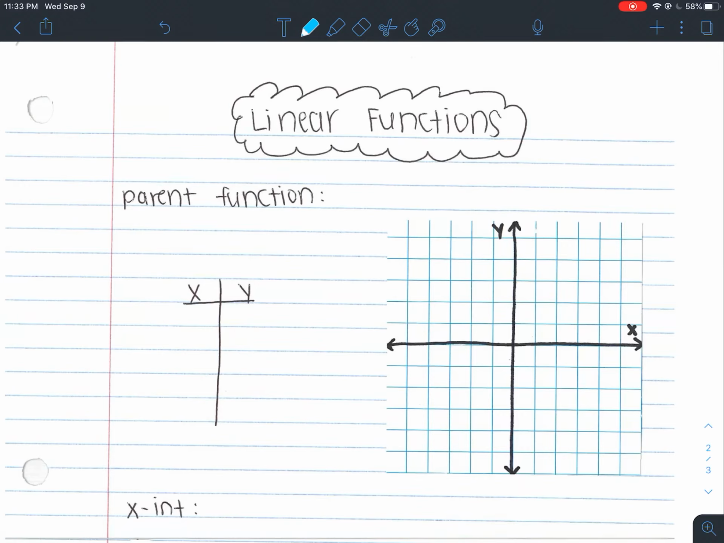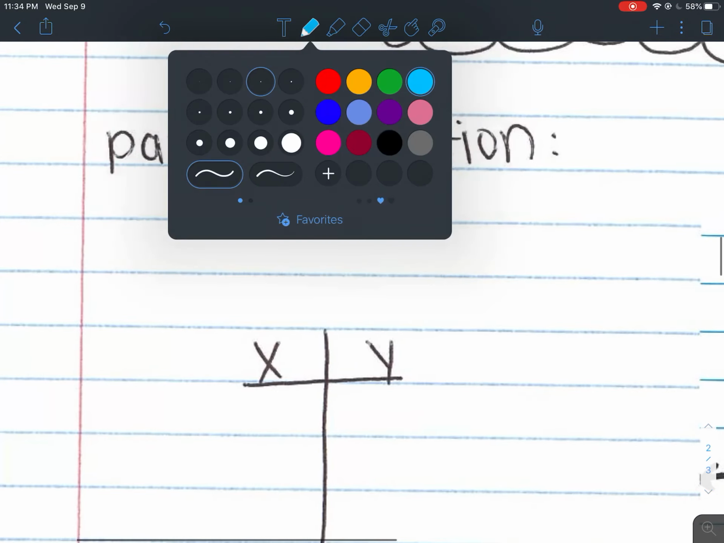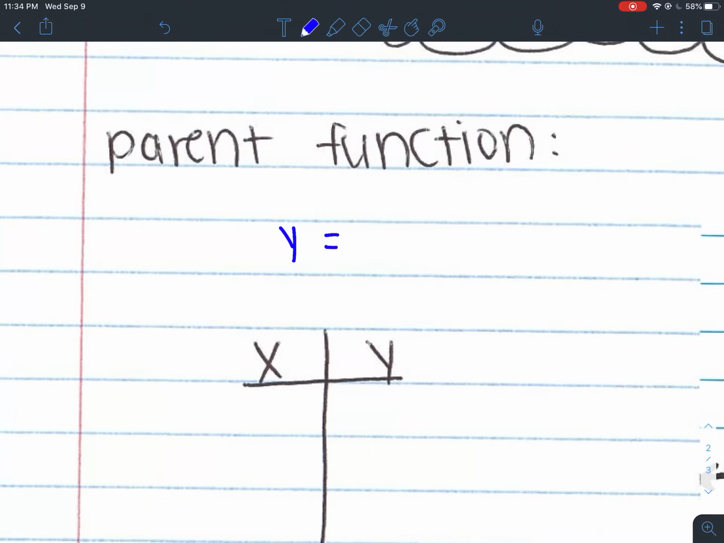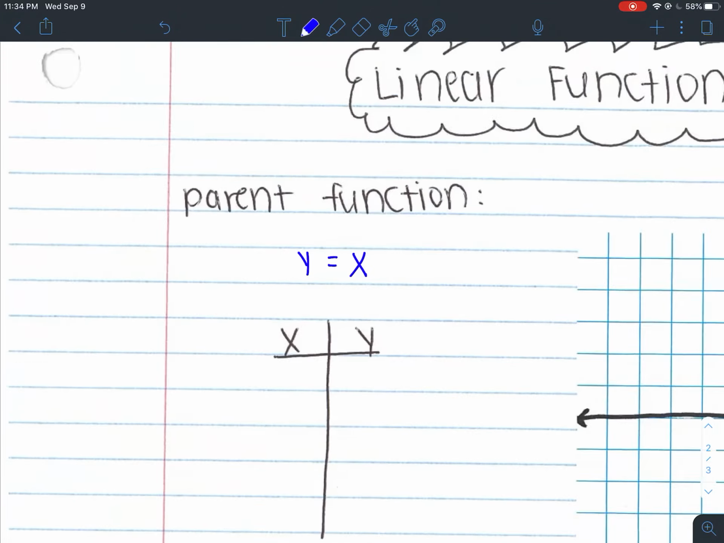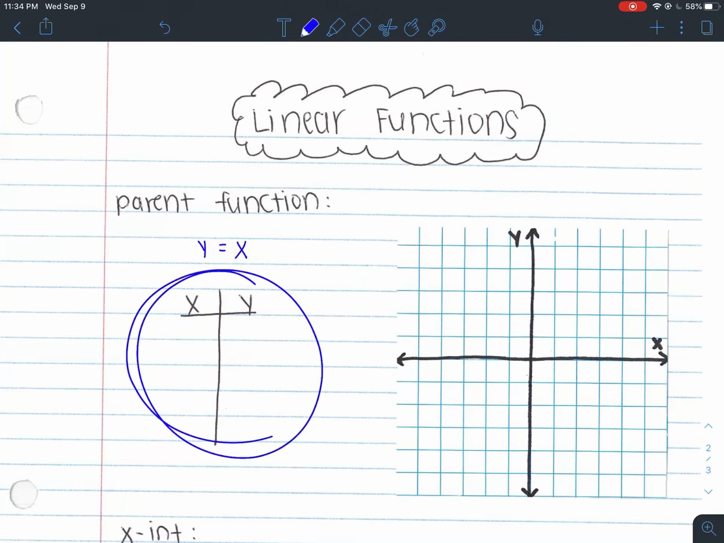So, again, linear functions are our first parent function. We have 3: linear, quadratic, and exponential. So, the equation for the linear parent function is y equals x. Okay, now we want to be able to graph this. So we have a graph over here, but in order to graph something, we need a table.